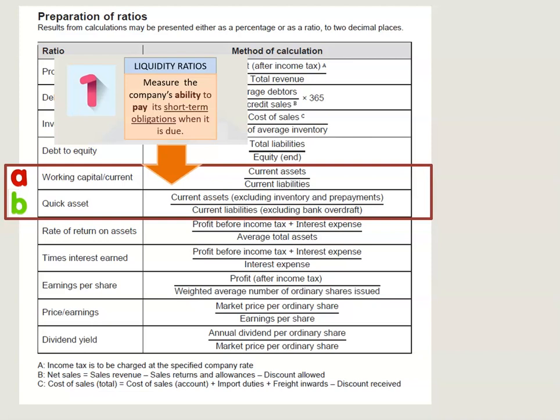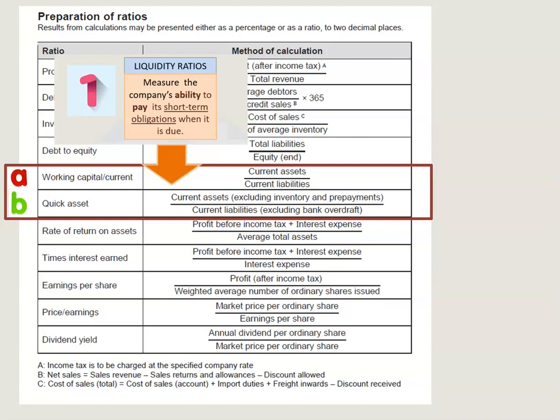The second ratio, which is the quick asset ratio, is very similar in terms of the calculation, but you notice that instead of just totaling up all current assets, they will exclude inventory and prepayments, because these are considered not to be very liquid. The quick asset ratio calculates very short-term debt, in terms of whether they are able to pay their near short-term debt or not.